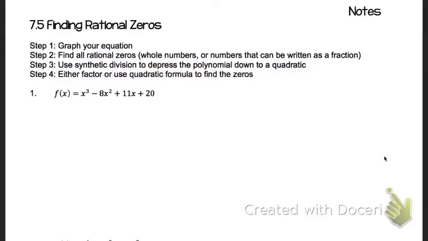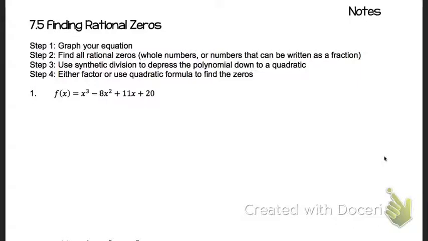So for 7.5, we are going to take what we learned in 7.4 and we're going to use it. What you're trying to do is take this polynomial, graph it, and try to find all of the zeros, like where it intersects the x-axis, or it could be imaginary.